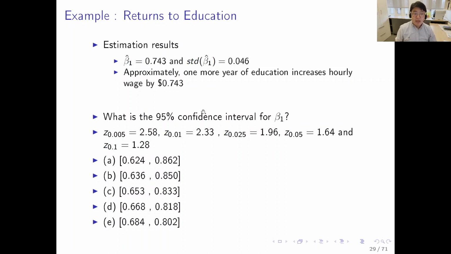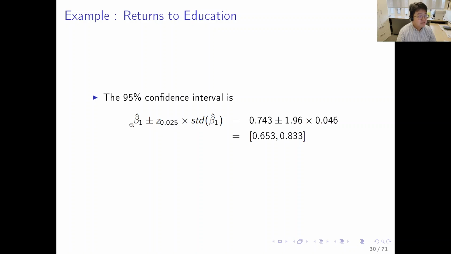Okay, so at the end of the previous video, I gave you this question: what is the 95% confidence interval for the returns to education? We have the point estimator and the standard error. This is enough to calculate the confidence interval, especially when you use the 95% confidence level. You have to use 1.96 multiplied by the standard error. So it goes like this, right?